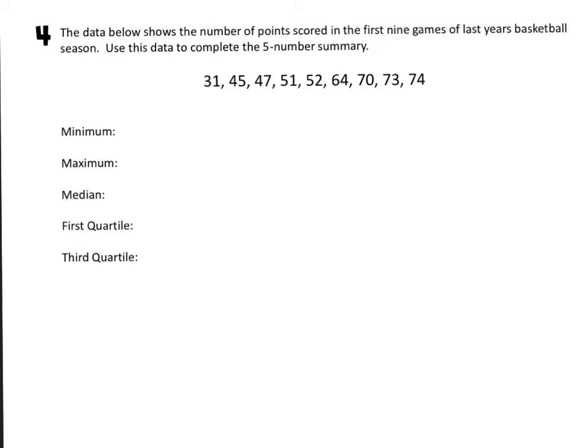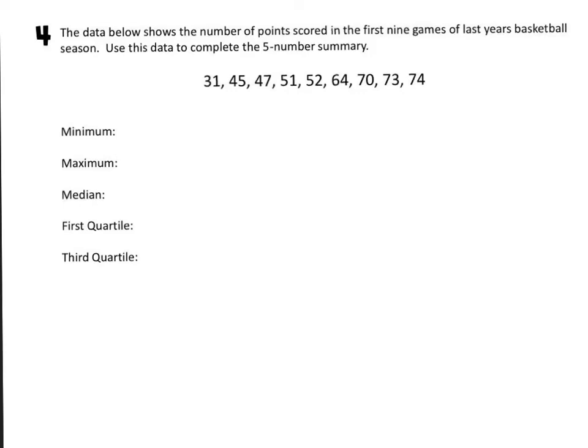Exercise 4. The data below shows the number of points scored in the first 9 games of last year's basketball season. Use the data to complete the 5-number summary. I'm going to do this on my calculator. I am not going to take you through the steps again. If you need to review the steps, just rewind a little bit, watch me do it again. The only difference is the numbers that you put in your list are going to be these numbers here.